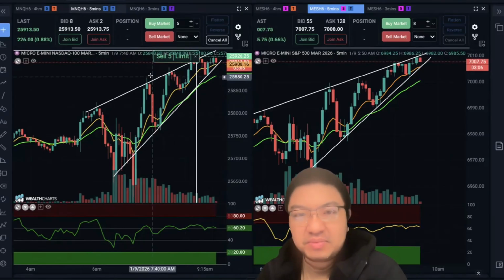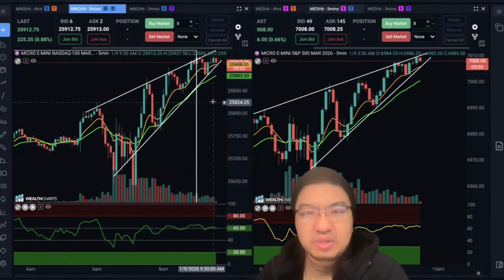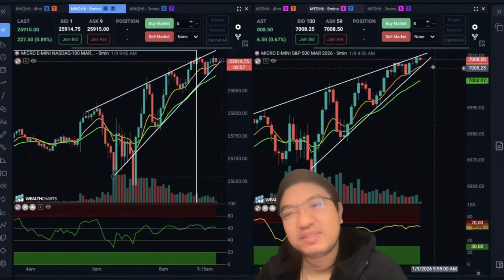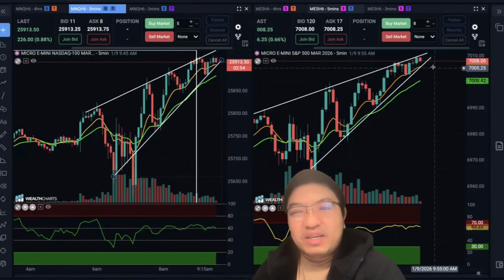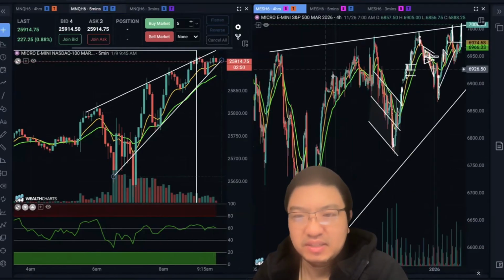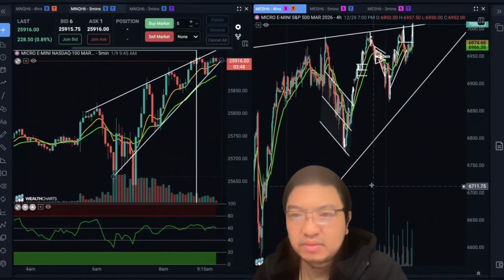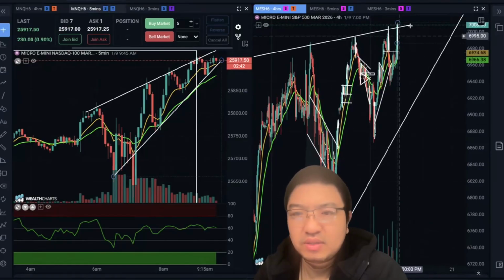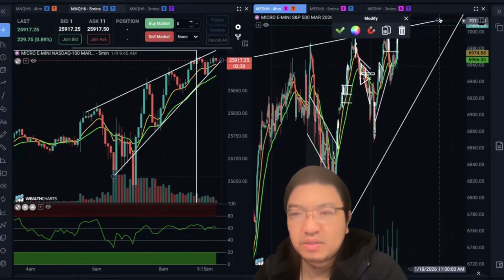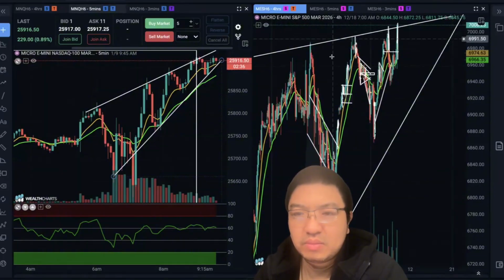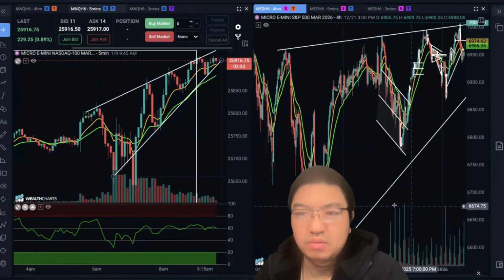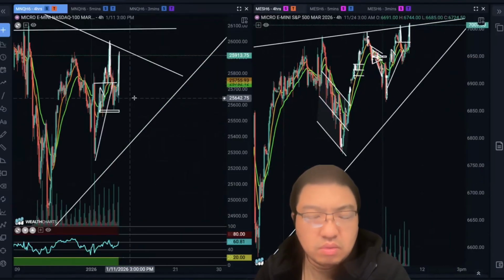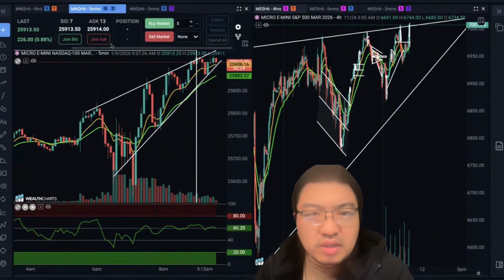Okay, it's still sideways. Maybe I should not even enter into a trade. It's still sideways here. I want to see a break, either ES or NQ, break out of the range. For ES, it's already here. Keep sideways. For NQ. Okay. Yeah.